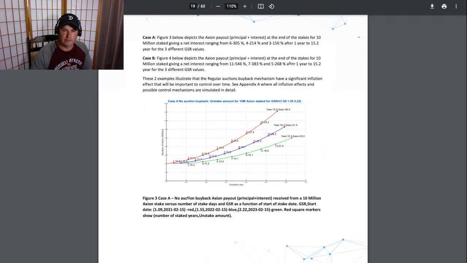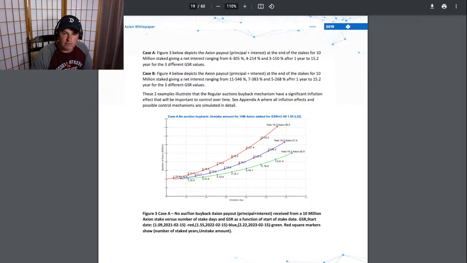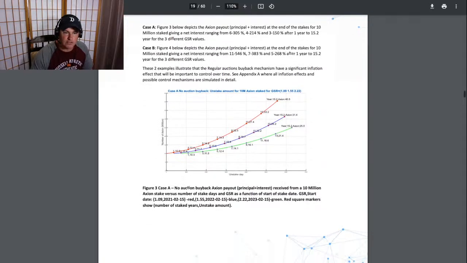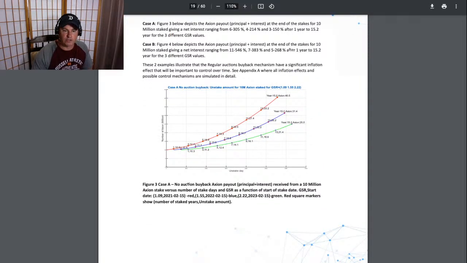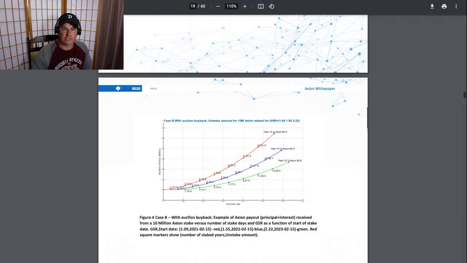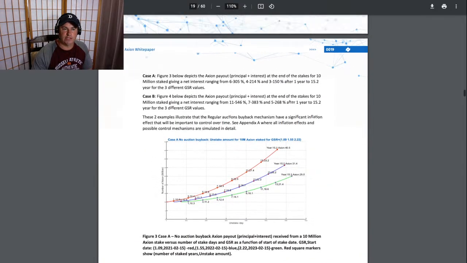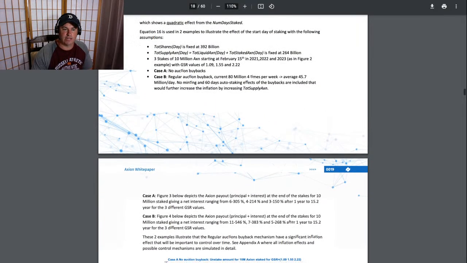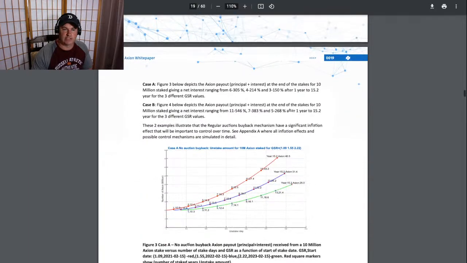So basically, you got the Axion 40. So basically, you got the same thing. So figure 3, case 1, no auction. I think we've got more charts. Let's go. Yeah, we've got all these scenarios here. Case A, B, shown in these charts.